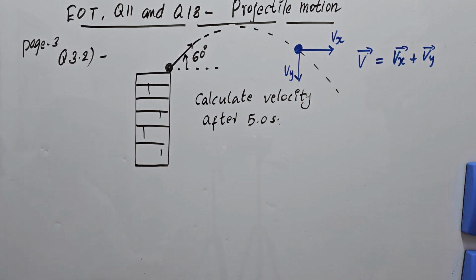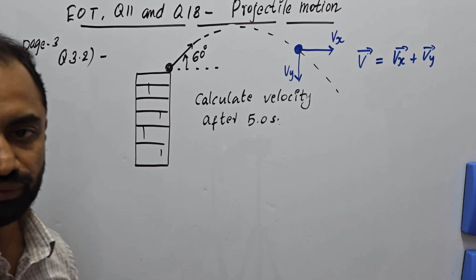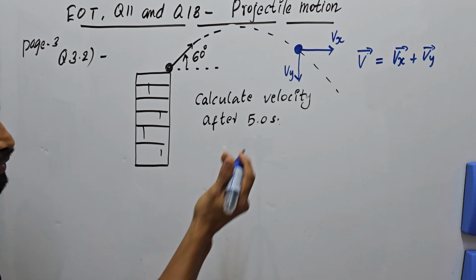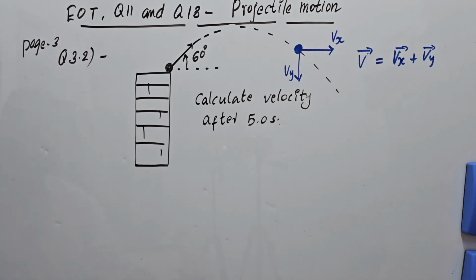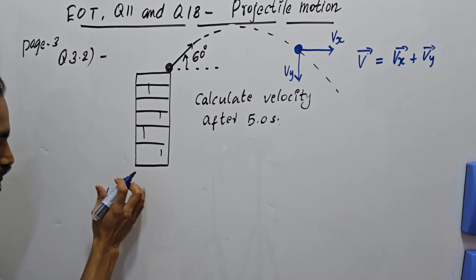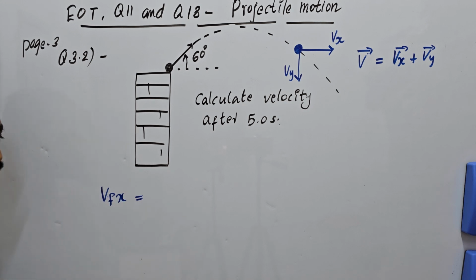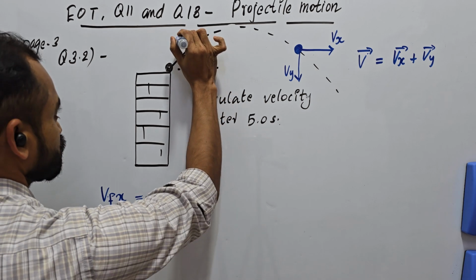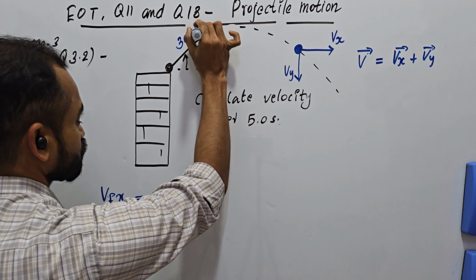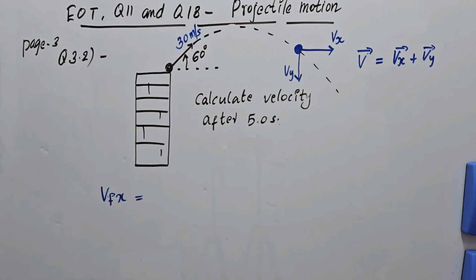If you know Vx and Vy after 5 seconds, you can easily calculate the resultant velocity. So what is Vx? After 5 seconds, I will write V final x, and that is equal to Vi cos theta. What is Vi? A projectile is launched with an initial velocity of 30 meters per second, given in the question.